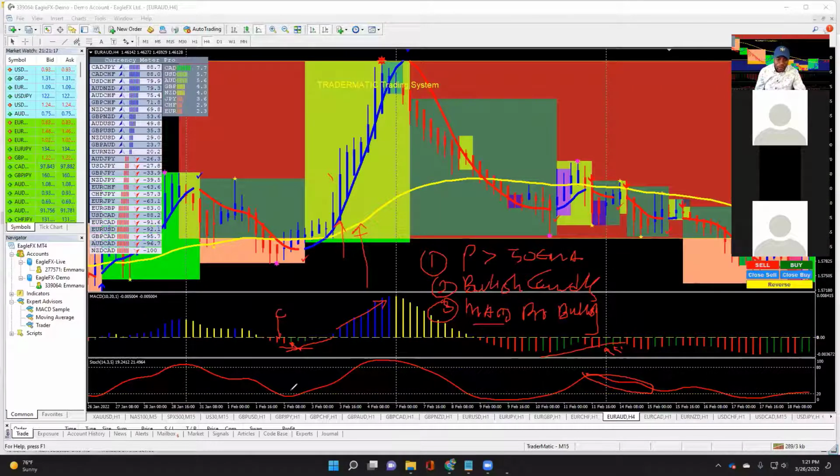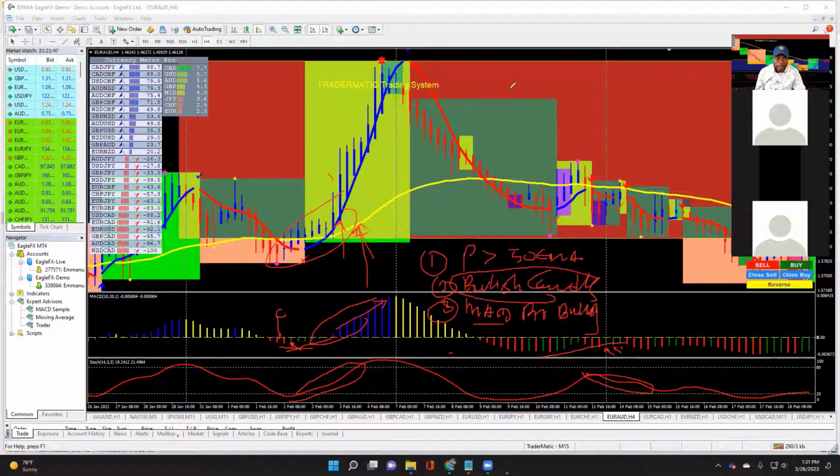But when you look over here, you see Stochastic is bullish, you see MACD is bullish, and you see this is bullish. So you can see three of them now. That's what is called congruence. We call it congruence in trading. So number one, our price must be above the 50 EMA. Number two, the candle must be bullish. Number three, the MACD Pro must be bullish. And number four, the Stochastic must be bullish.